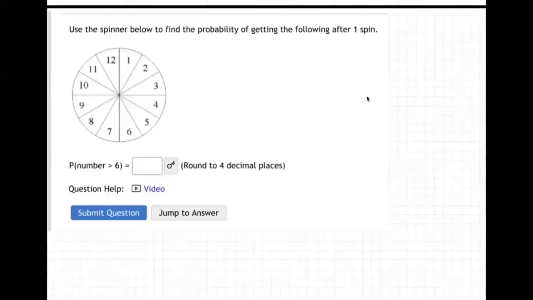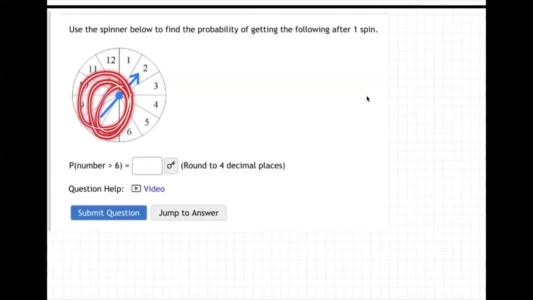Welcome to an example in which we've got a spinner here. Use the spinner below to find the probability of getting the following after one spin. So we're imagining that there's a spinner here. Let me just draw one, kind of like so, a spinner, and you spin it around, and around she goes, and where she stops, nobody knows. So you're going to spin the spinner.